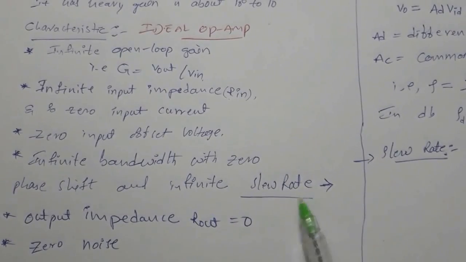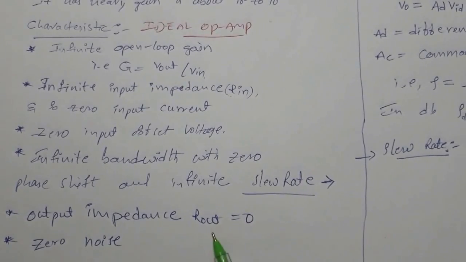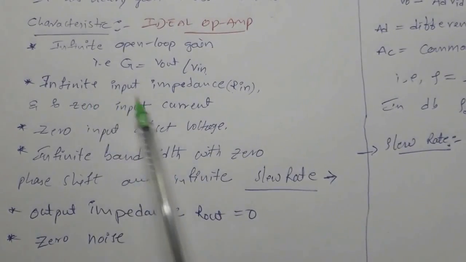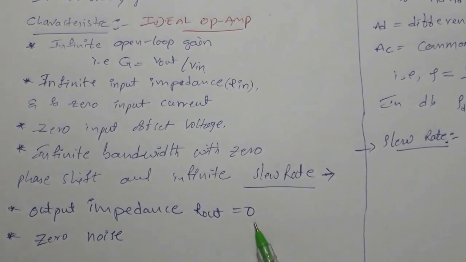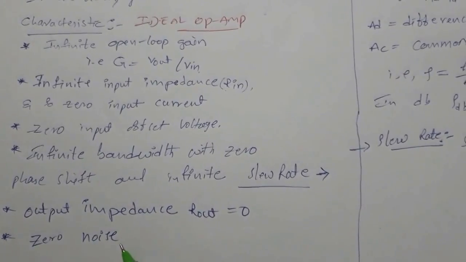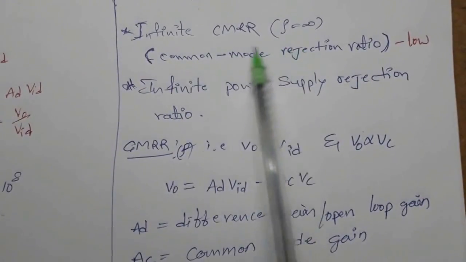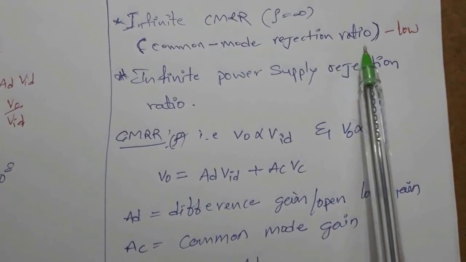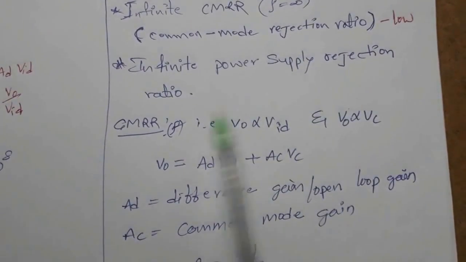So later we will discuss this. And the output impedance, denoted with R out, is zero. Why do we get this? Due to the high input impedance, we don't get an output voltage, which is denoted as zero, and it has zero noise. Further, we need to discuss one more important point, that is infinite CMRR. CMRR is commonly referred to as the common mode rejection ratio. So an ideal op amp has high CMRR and infinite power supply rejection ratio.